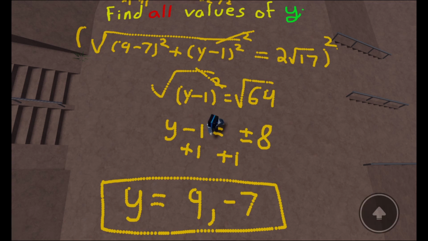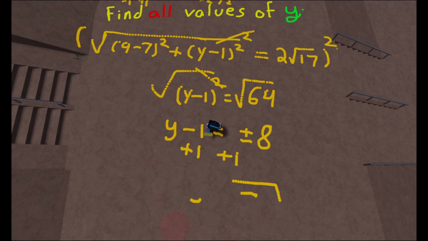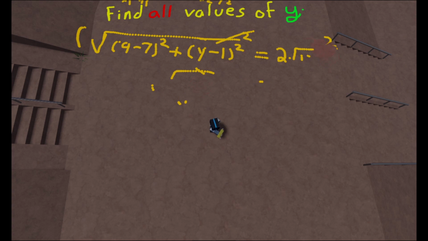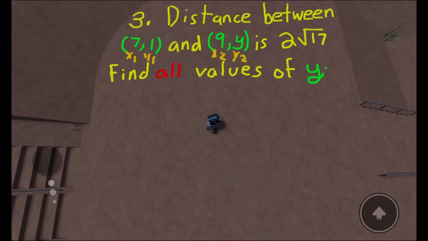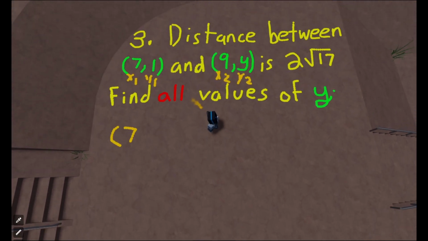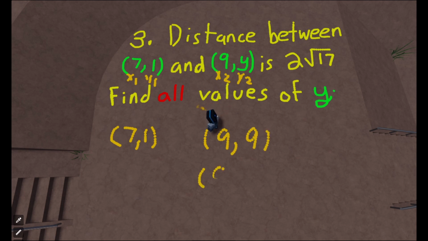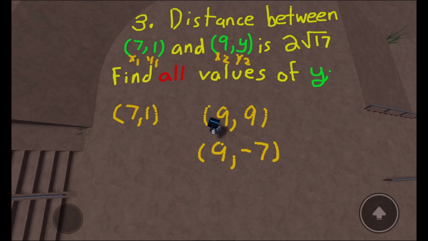So now let me go back to the points we just had at the start and show you what this means. Just going to erase all of this here. So we had (7, 1) as our first point, and we have (9, 9), that's one solution, and (9, negative 7) as another solution. And we know the distance between these points has to be the same. Let me just sketch this out and you can understand why that's the case.